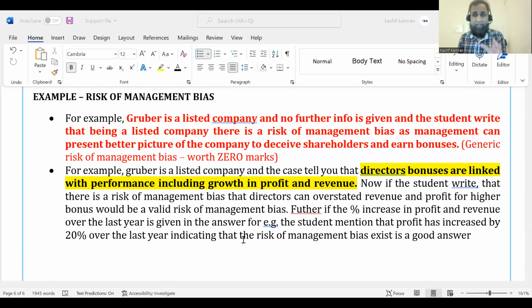So never write a generic risk of management bias. A lot of students have a very bad habit of that. Examiners don't like it. But if you have anything specific, like Martin is to sell shares or directors' bonuses are linked with performance, then you can work on it and write a wonderful answer. Is that clear to all of you?